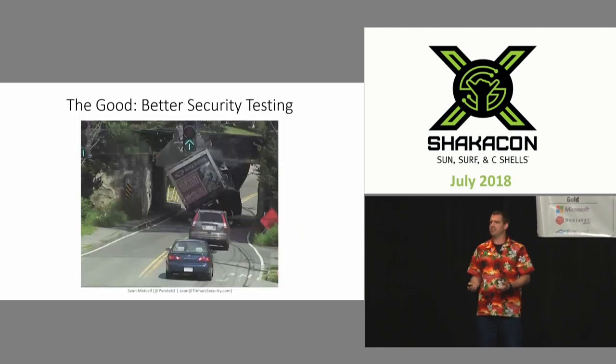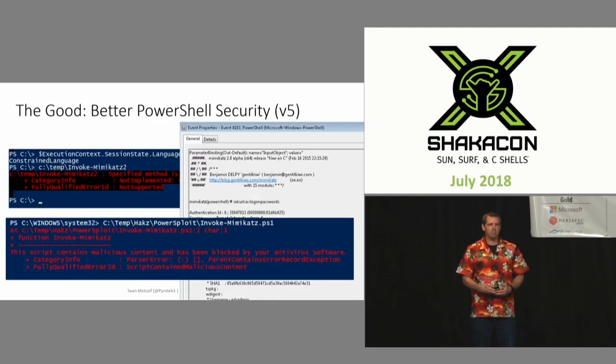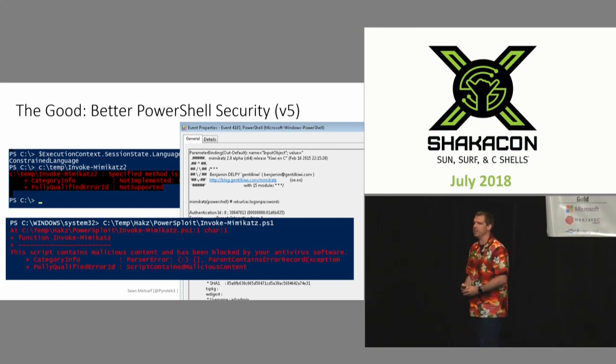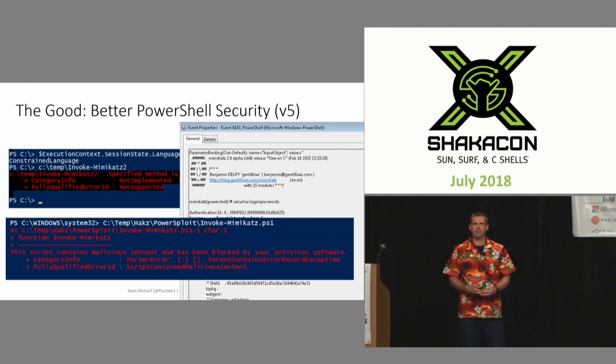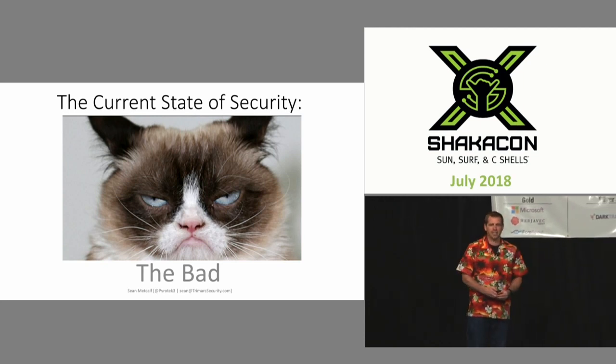We have better security testing. Pen testers, red teamers have really evolved and are looking at what some of the more advanced persistent threats are actually doing out there. And better PowerShell security. So if you haven't already rolled out version 5, please roll out version 5. It's awesome. And apparently the same thing in Python is coming to Python v3. We're looking at similar types of logging and security capability there that we already have in PowerShell. So that's pretty great. But we also have some grumpy cat news, unfortunately.